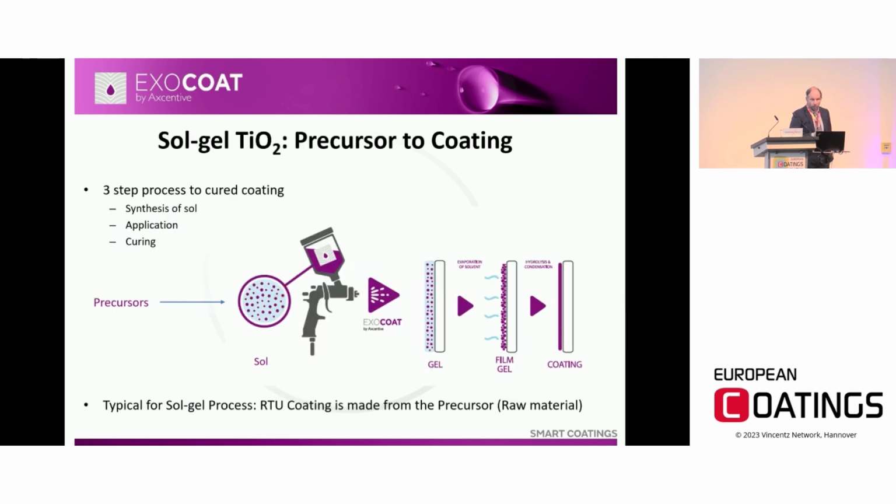So how do you get to a coating, from precursor to coating? Well, it's basically a three-step process. You synthesize the sol, you apply it, and you cure it. So your precursors go into a sol. This is applied. You go from a gel to a film gel. And in the end, you get your cross-linking, and you get a very hard coating. So it's very typical for the sol gel process that you make ready-to-use coatings from the precursor. In that sense, it's a very efficient process to coat something.